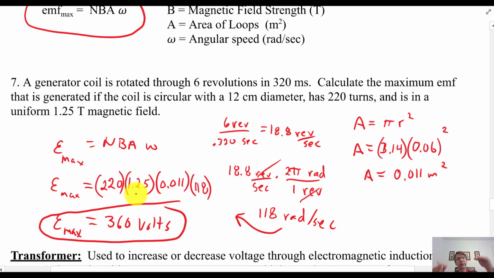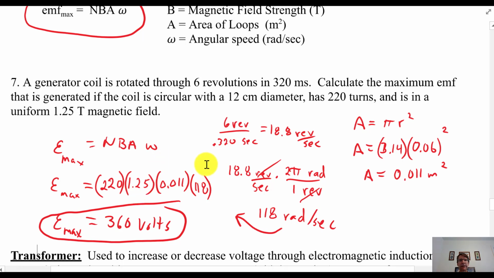It'll alternate between plus 360 and negative 360. So it's going to average out to be 0 if you take plus 360 and minus 360. But then there's a peak. If you take the absolute value, there's a peak average voltage. We're not going to get into all that. That actually is outlined in the book in some of the sections that we're not going to get into later in chapter 23. This is as much as we'll do with maximum EMF for a rotating coil of wire in a magnetic field.